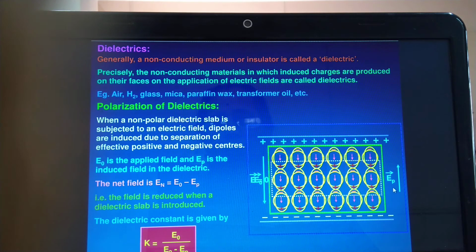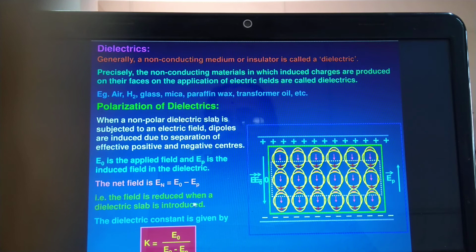Hence, due to this dielectric there will be a formation of an electric field, which is nothing but EP. So this EP is nothing but the electric field induced due to the dielectric. Now in the diagram, your E0 direction is from positive charge to negative charge of the external field. EP direction is from the positive to the negative of the non-polar molecule. So the EP direction and E0 direction are opposite. Therefore the net field En is nothing but E0 minus EP.